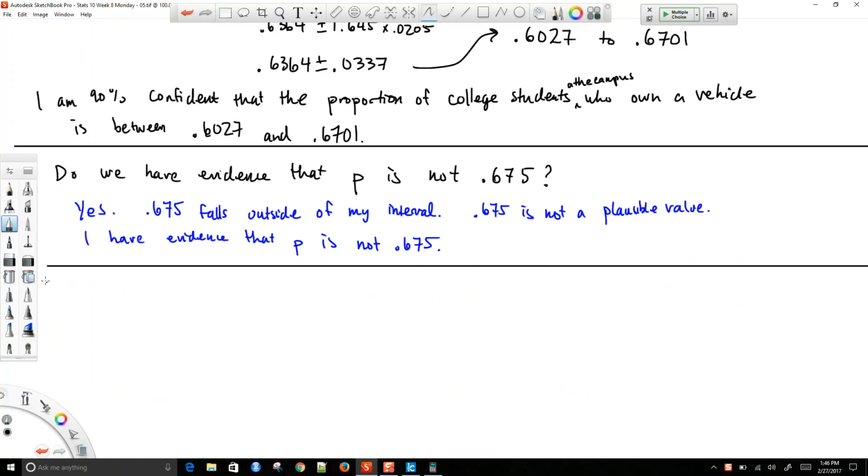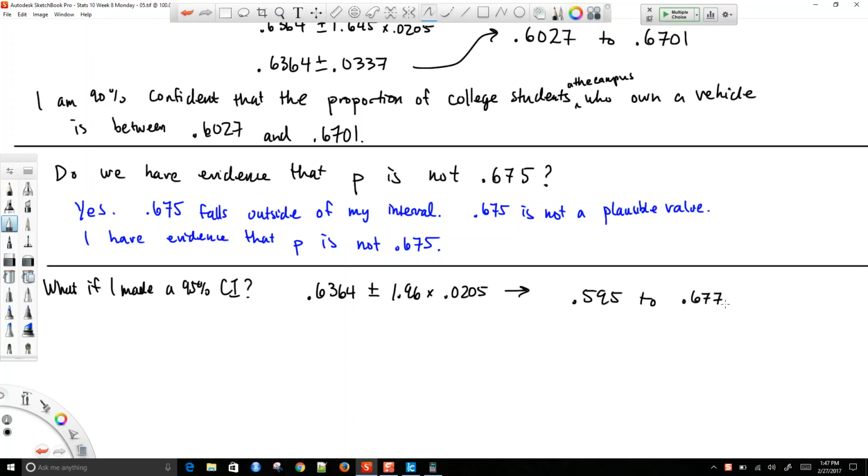So, what if I made a 95% confidence interval? What would end up happening is I would get 0.6364 plus or minus, instead of 1.645, 1.96 times 0.0205. And this results in 0.595 to 0.677.